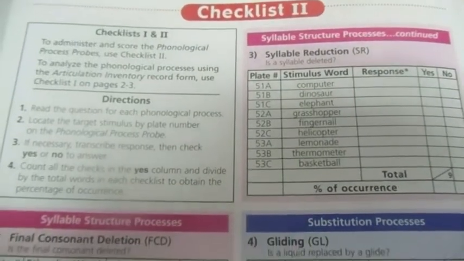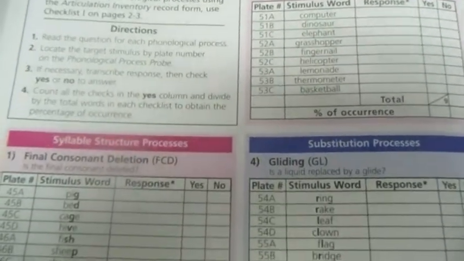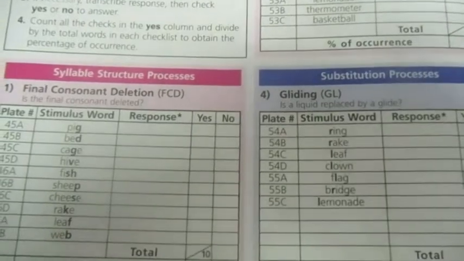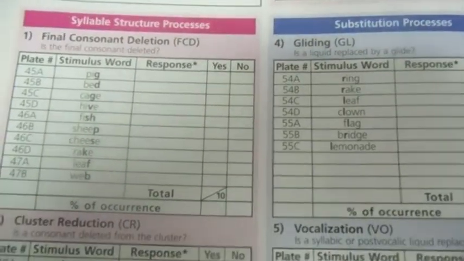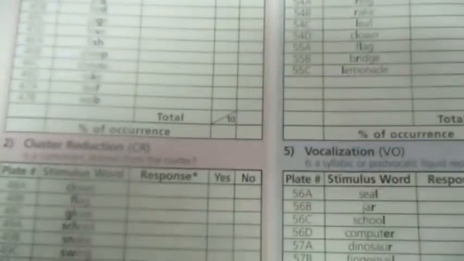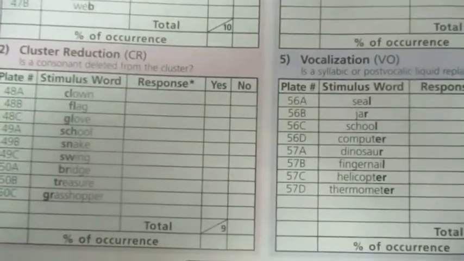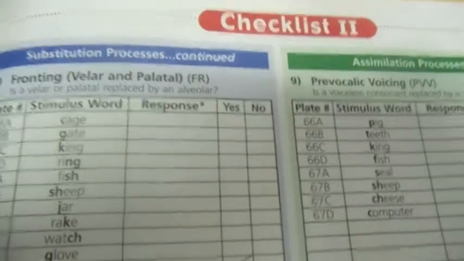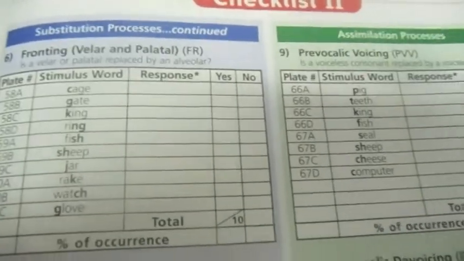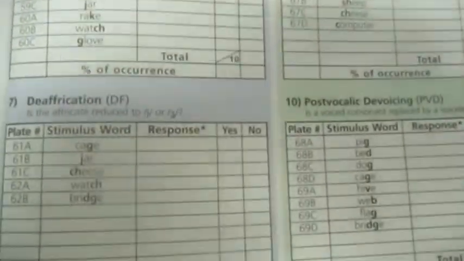Checklist 2 is used while the pictures in the phonological probes tab are being identified. There are 10 different boxes, one for each phonological process. In each box, there is space for the clinician to transcribe the child's response and a yes or no question pertaining to the process.